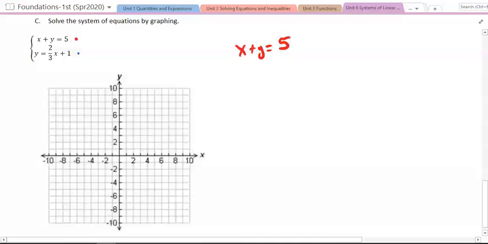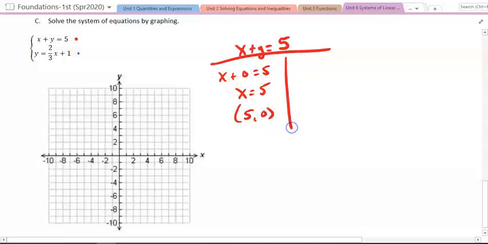And again, we could either solve this for the y or we can find the x and y intercepts. And so x plus 0 equals 5, so that means x is equal to 5. And that's the ordered pair (5, 0), because I plugged in 0 for the y. And 0 plus y equals 5, so y is also equal to 5. And that's the ordered pair (0, 5), because I plugged in 0 for x, and I got 5 for y.